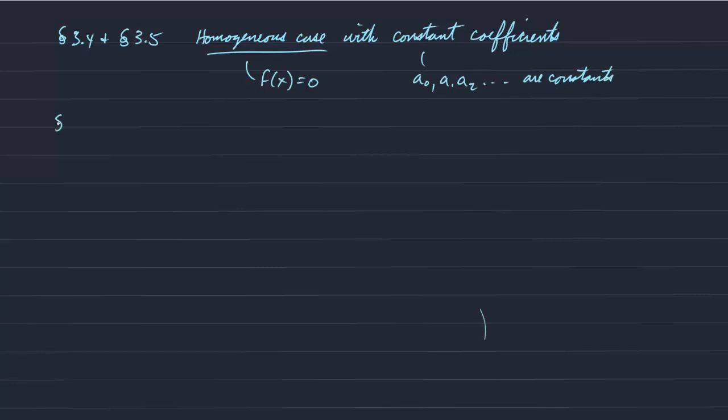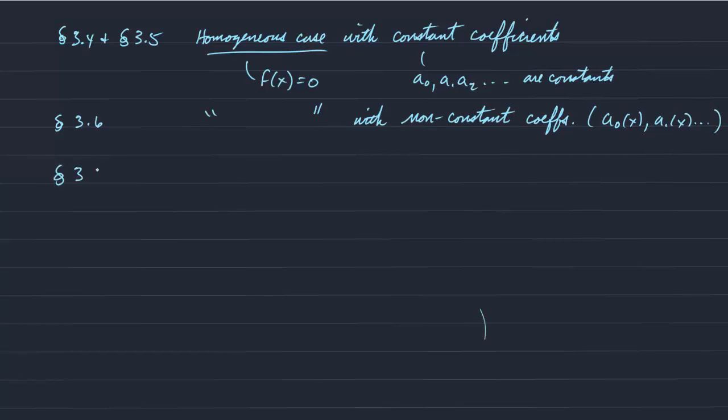In section 3.6, we'll consider the homogeneous case with non-constant coefficients, i.e., a0 is a function of x, a1 is a function of x, etc. And then finally, sections 3.7 and 3.8 will be about the non-homogeneous cases.